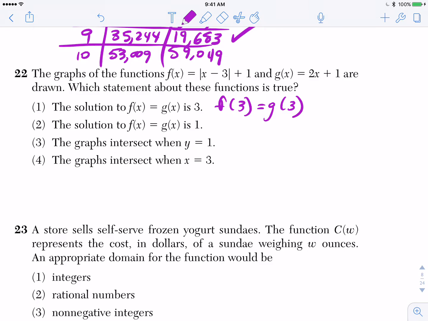Okay, and if we plug in a 3 for g of x, we'll see that we get 7. 2 times 3 plus 1 is 7. If we plug in a 3 for f of x, 3 minus 3 is going to be 0. Absolute value of that, 0. Plus 1 is just going to be 1.